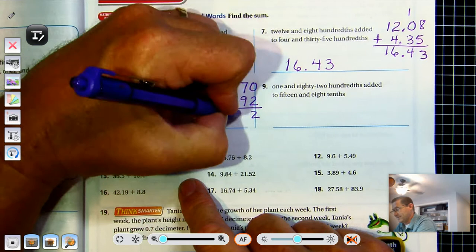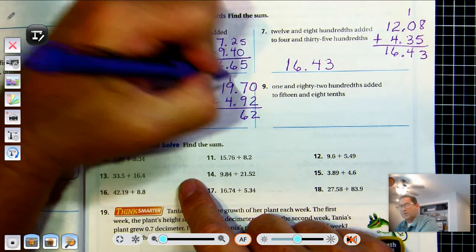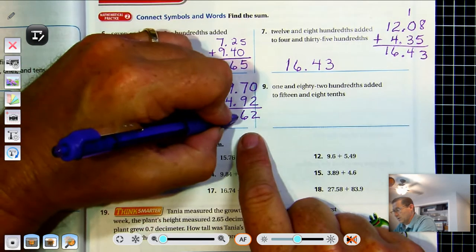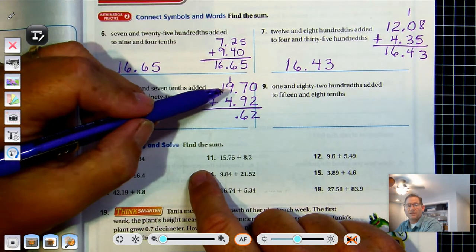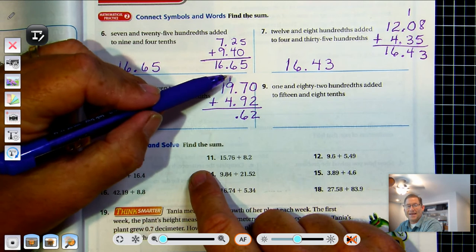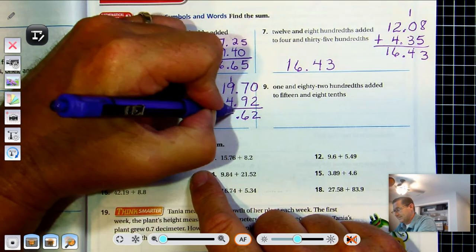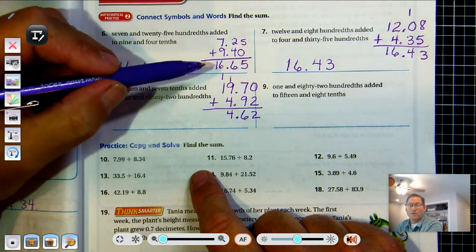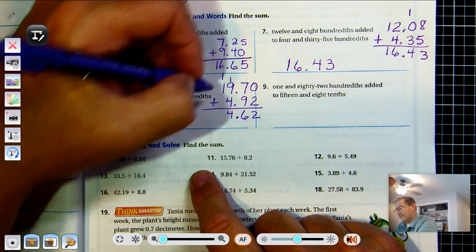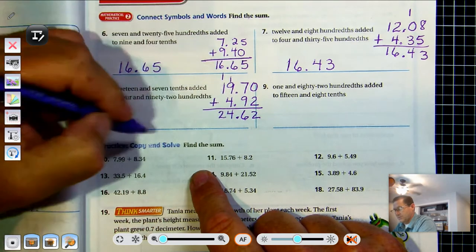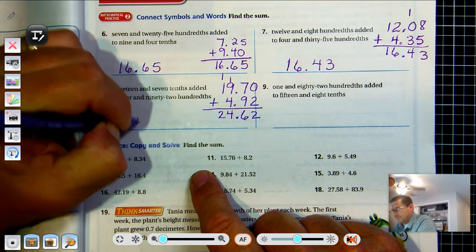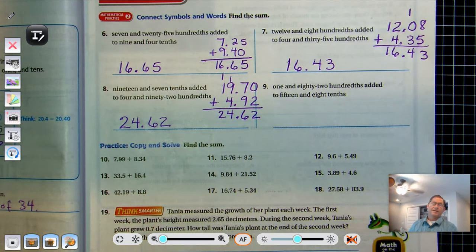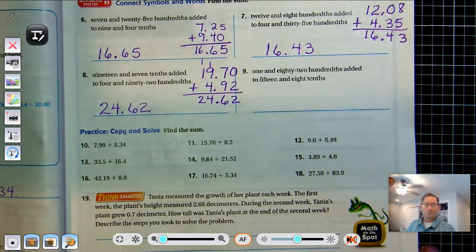9 and 7 tenths is 16 tenths. Regroup that as 1 whole and 6 tenths. We're moving to the ones. So 9 plus the regrouped 1 is 10, and 4 more is 14, which we'll regroup as 1 ten and 4 ones. And 1 ten plus the regrouped 1 ten is 2 tens. So 24 and 62 hundredths.